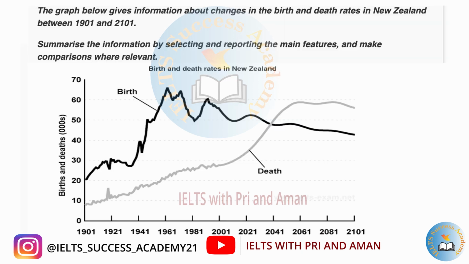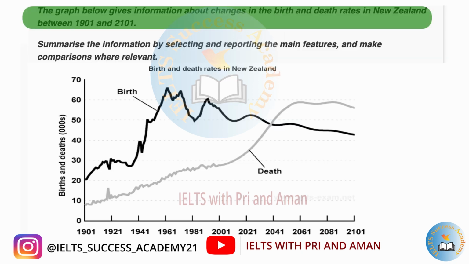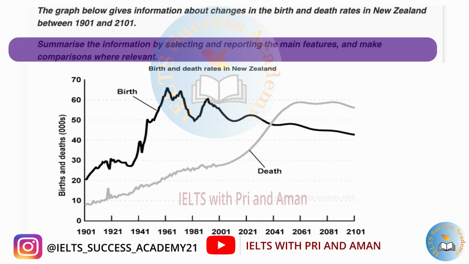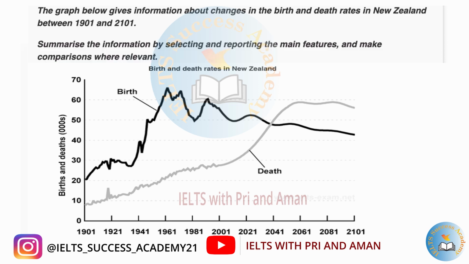The question states, the graph below gives information about changes in the birth and death rates in New Zealand between 1901 and 2101. Summarize the information by selecting and reporting the main features and make comparisons where relevant. The heading of the graph is birth and death rates in New Zealand.